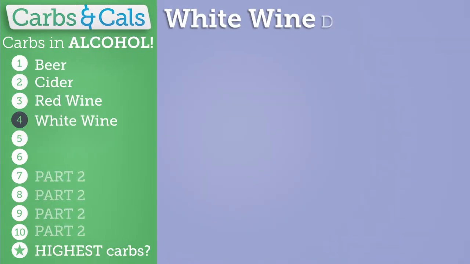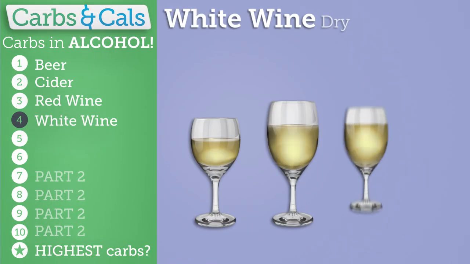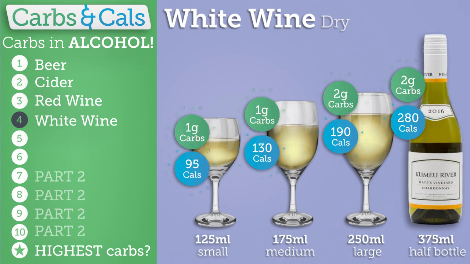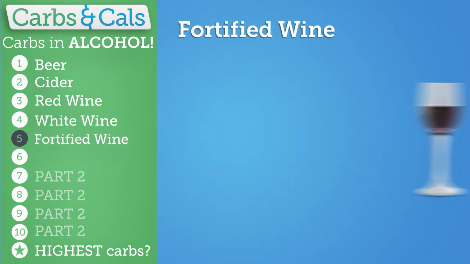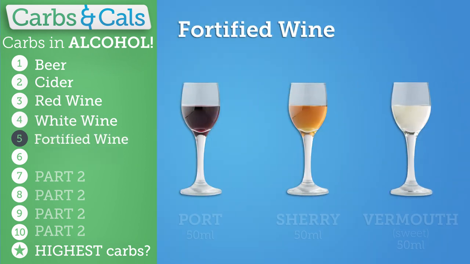Like red, dry white wine also contains minimal carbs, the large glass containing just 2 grams. The calories are also nearly identical to that of red wine. However, sweet white wine, including dessert wine, is a different story. Due to its high sugar content, it has around 15 grams of carbs per large glass, and the calories are 25% higher. Fortified wine is wine that has a spirit, usually brandy, added.